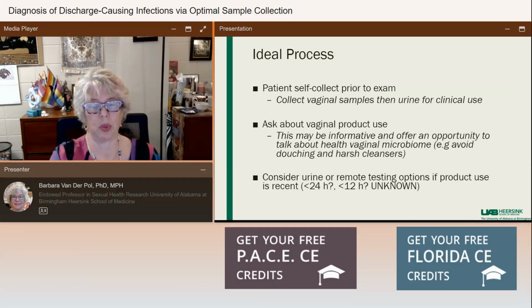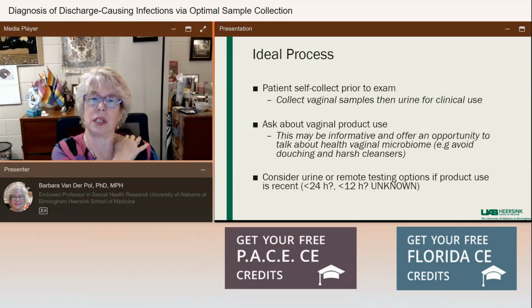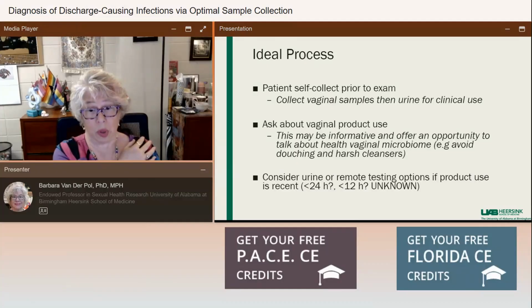Then when they engage with the provider, they ask about vaginal product use. And not only is this helpful for the provider to decide whether or not they should send that vaginal sample onto the lab, or whether or not they should come up with a different scheme, it's also a teaching moment, right? Because you can ask the person about what they're doing. If the person is using products like, for example, Lume, that you don't really know if it's good for them or not, you can just have a conversation about healthy vaginal microbiomes and how to avoid things that can hurt that microbiome, like douching or harsh cleansers.